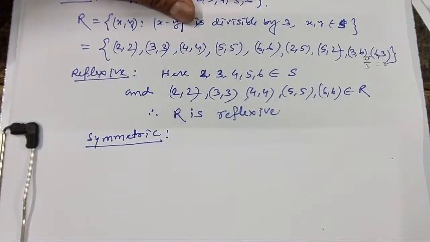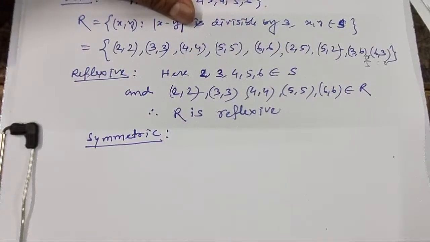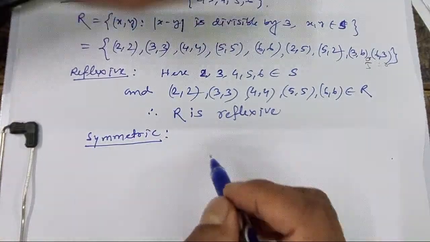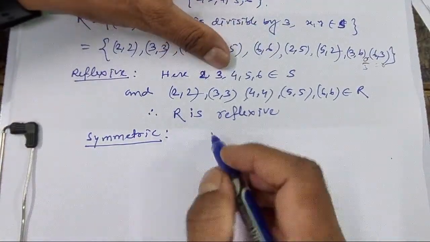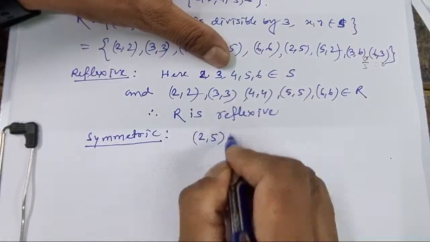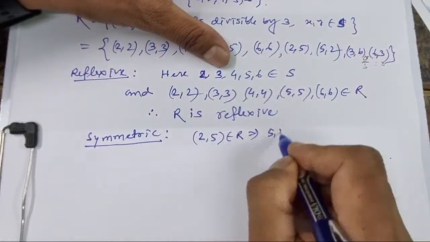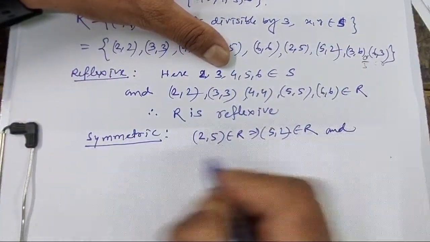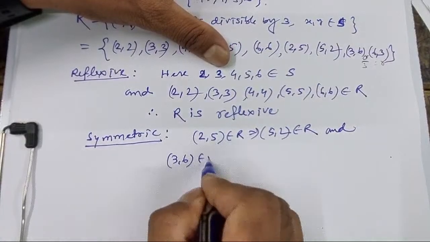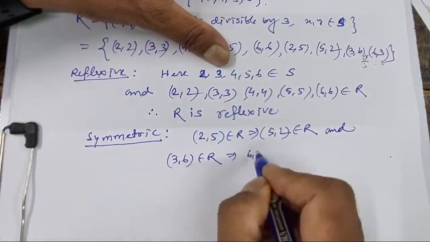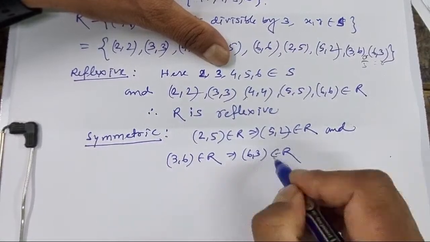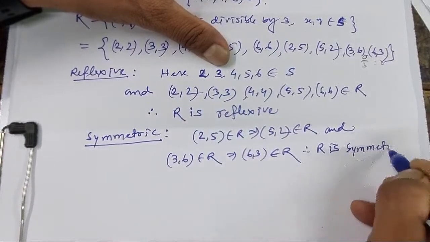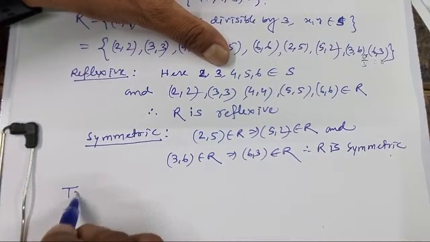Next case we'll take symmetric. In the case of symmetric, look at this here. The pairs (2,2), (3,3), (4,4), (5,5), (6,6) no need to take, but (2,5), (5,2), (3,6), (6,3) are also following. So (2,5) belongs to R implies (5,2) also belongs to R, and (3,6) belongs to R implies (6,3), vice versa. So you can understand that R is symmetric. Very simple.